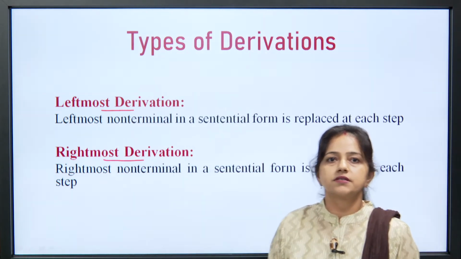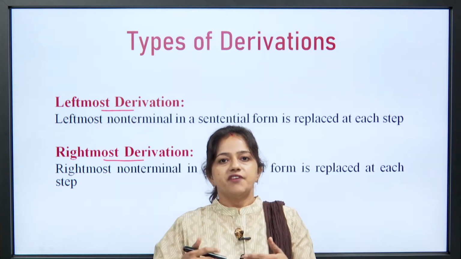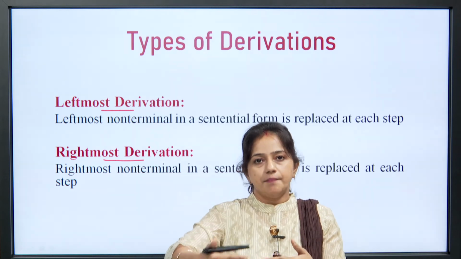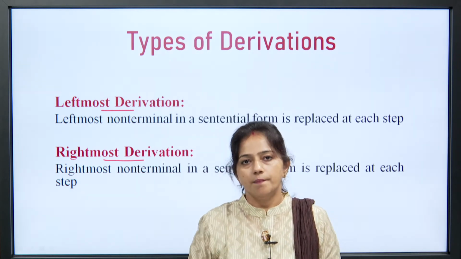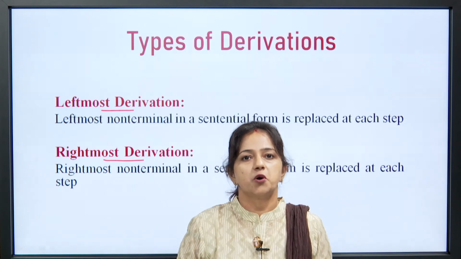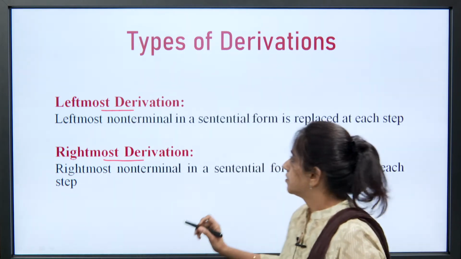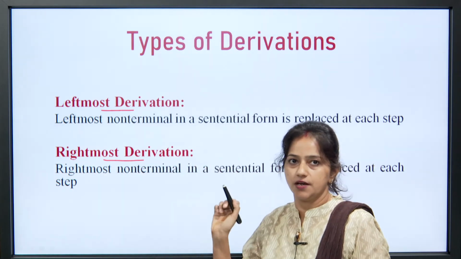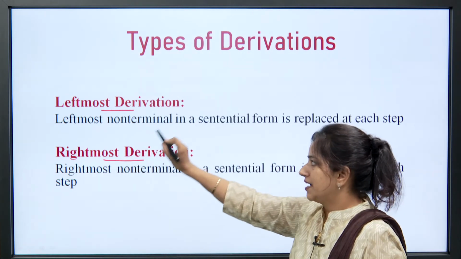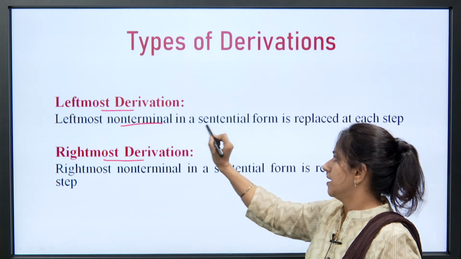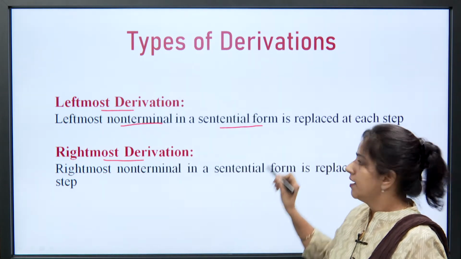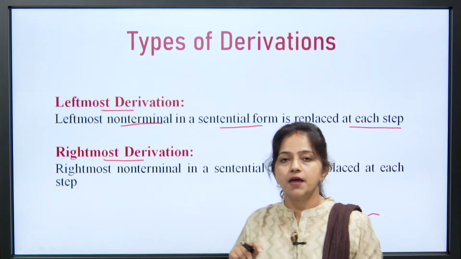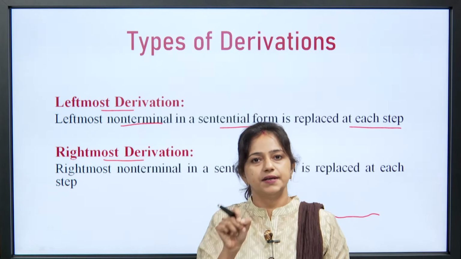So, leftmost derivation means that when we do the derivation, in every step, or in every sentential form, we replace the leftmost non-terminal first, right. So that derivation is called leftmost derivation. In leftmost derivation, the leftmost non-terminal in the sentential form is replaced at each step, right. At each step we replace the leftmost non-terminal first.